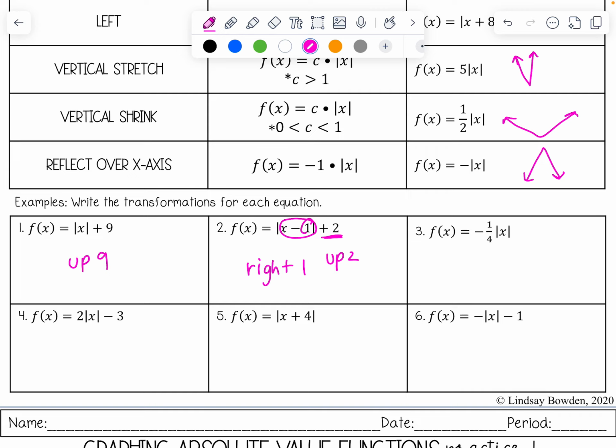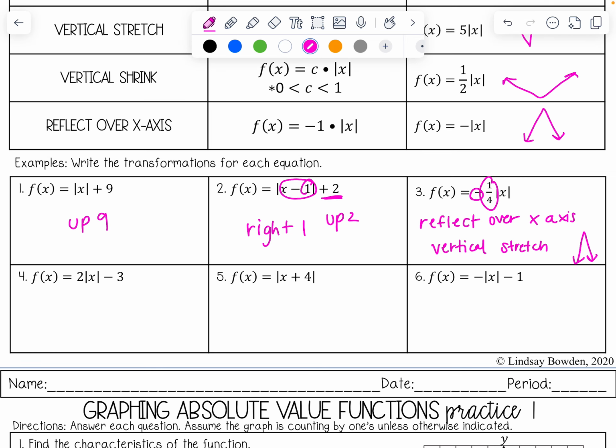All right, number 3, we have this negative, so that's going to flip it upside down or reflect over the x-axis. And then I also have this 1/4, that's going to make it skinny, so that's going to be called a vertical stretch. So that graph would kind of look like this. Oh, sorry, that's not a stretch, that would be a shrink, my bad. I was looking at the next one. So it would look like this, kind of flat.